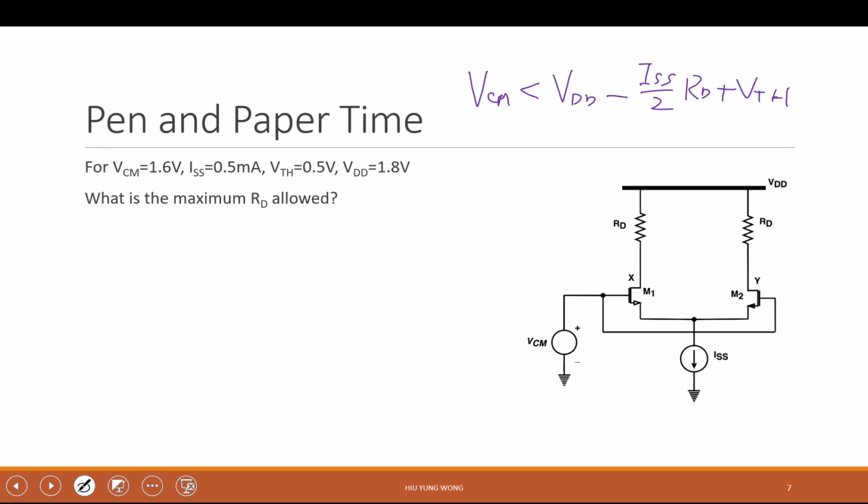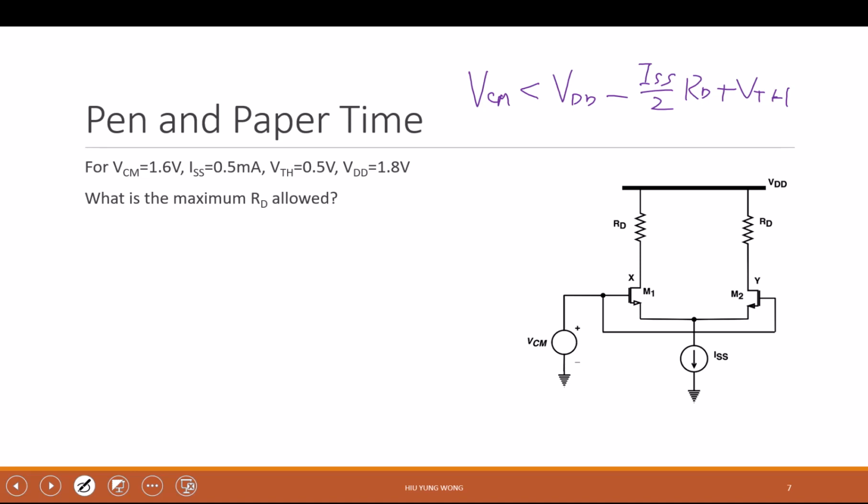I just use the same equation, right? Can you try to calculate a little bit? Just give you 1 minute. Just think about how to do it. So it should not be too difficult.